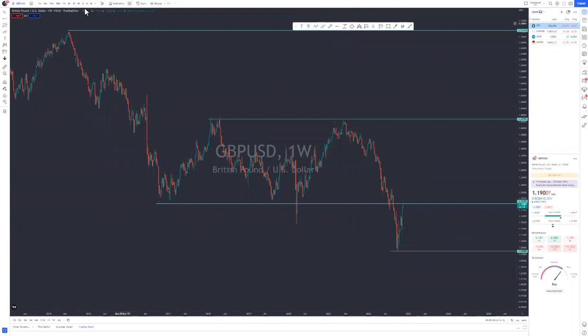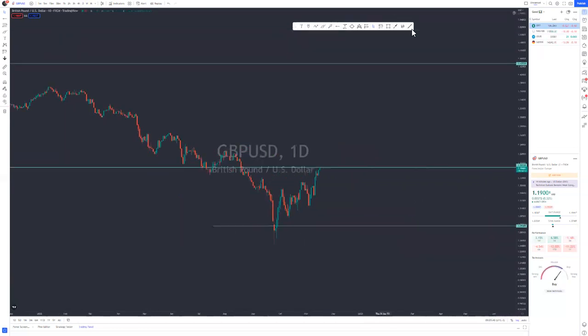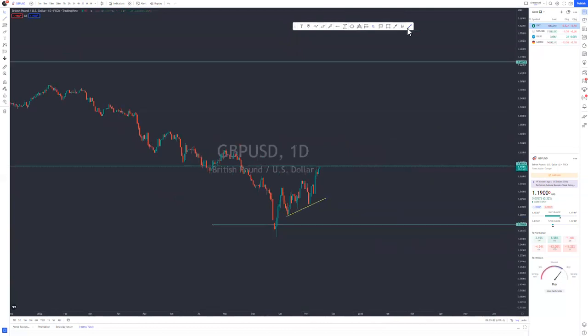So I'll move to the daily time frame. Being on the daily time frame, now that's when we can use the trend line. 1, 2, 1, 2, 3. And then now we move to the 4 hour.